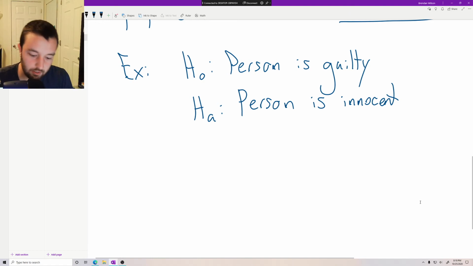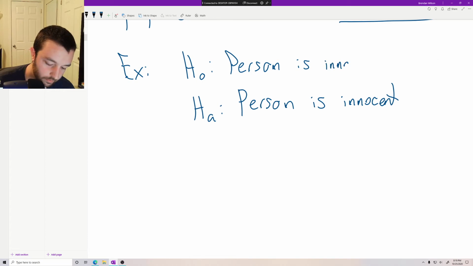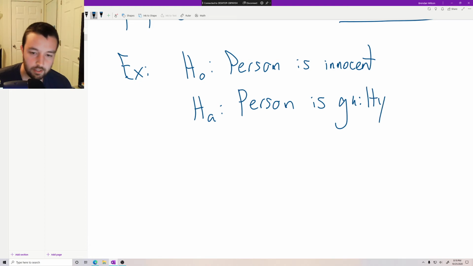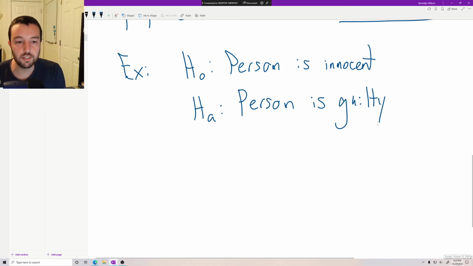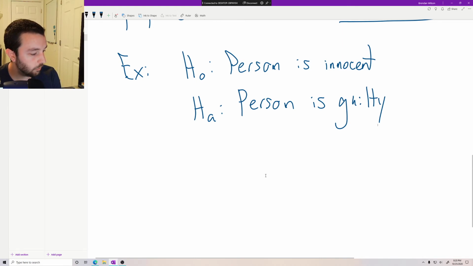Sorry, I have these backwards. The null hypothesis should be that they're innocent. Okay. And the alternative hypothesis should be that they are guilty. Okay. So I mean, you could use variables if you wanted to. Like you could let P be person and I be innocent or something, and then you'd have P equals I for the first one, and P does not equal I for the second one. Okay. But we'll just use words here. So let's say that these are our hypotheses. Then what would a type 1 error be?